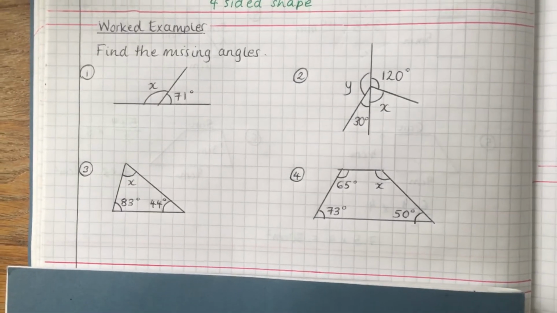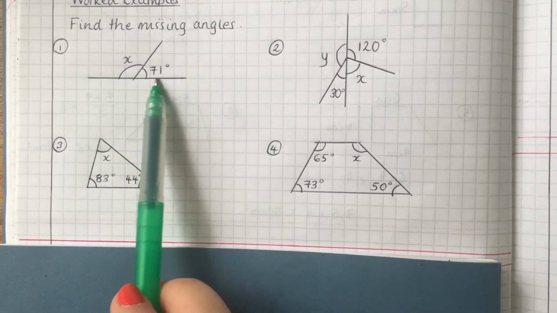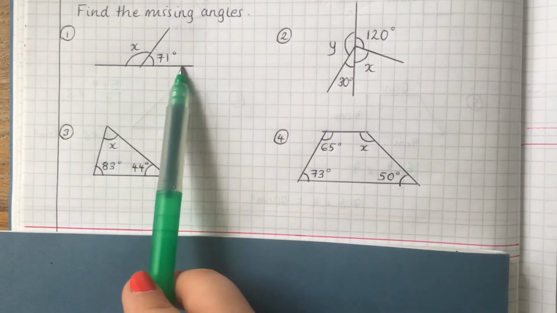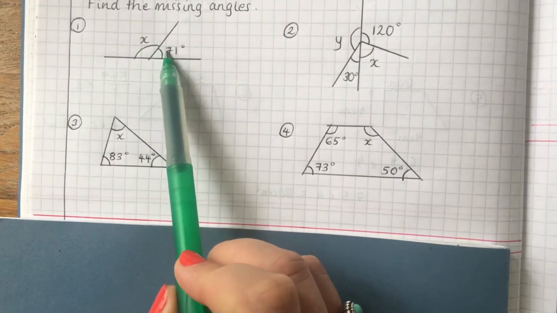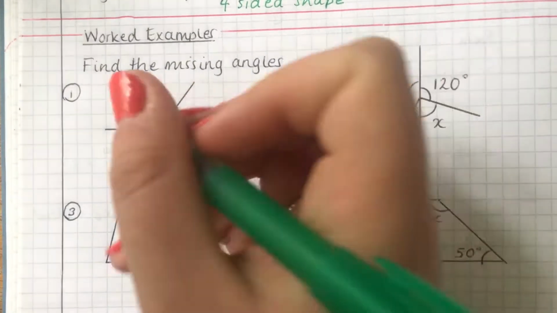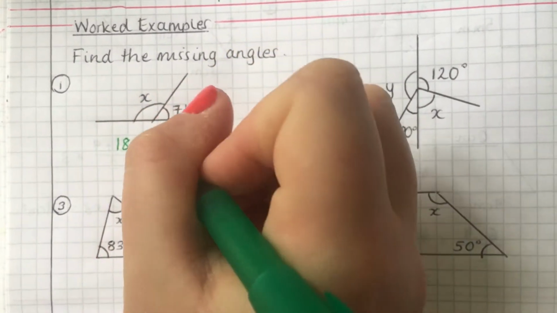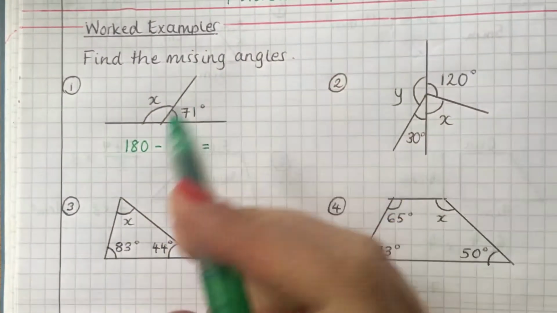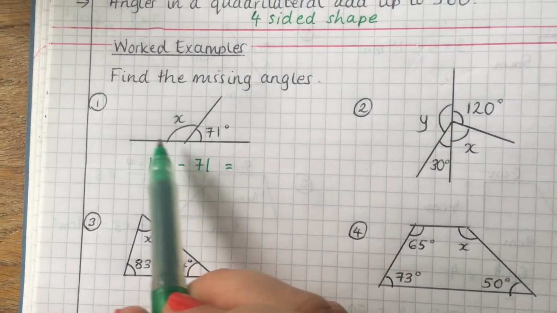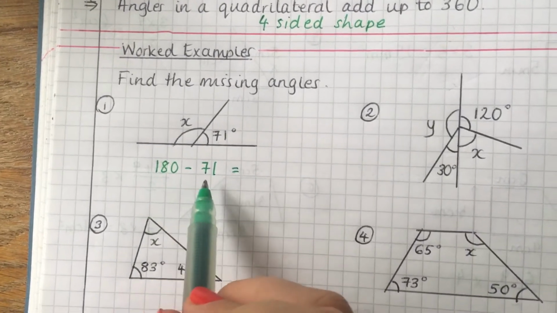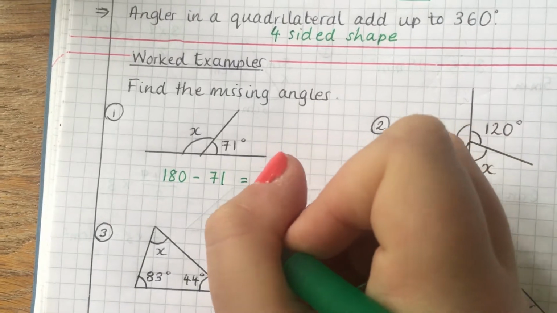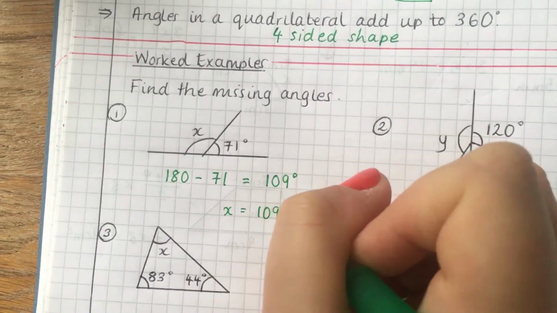Looking at this first one then, we can see that this is a straight line. And we know from our key points that the degrees on a straight line add up to 180. So all of this is 180. To work out what x is, we need to do 180 degrees minus 71, because this bit that's left is what we're looking for. So 180 minus 71 is 109 degrees. So x is 109 degrees, and that is your final answer.